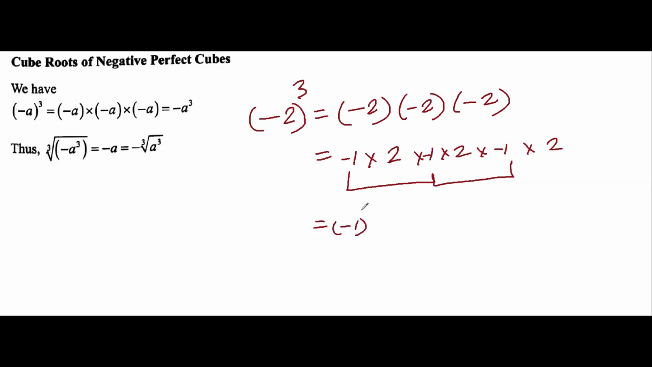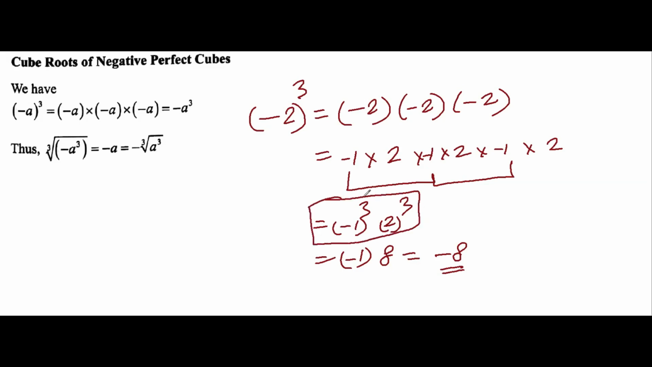So I can write -1 the whole cube, 2 the whole cube. -1 the whole cube will be -1, and 2 the whole cube will be 8. So here the answer will be -8. Same thing is applicable over here. If it is -a the whole cube, the answer will be -a cube, the way I wrote here. You can even write this as -2 cube, which is nothing but -8.